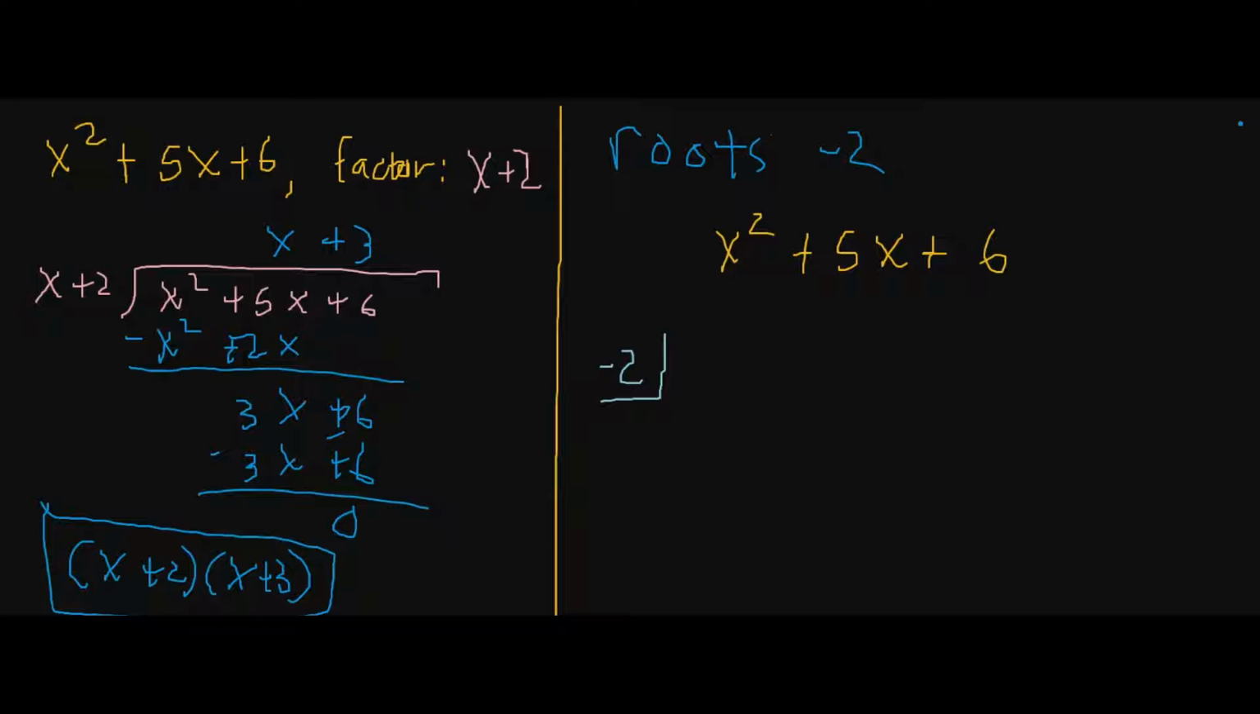Now, what's the number in front of x squared? Well, it's just 1, right? So we're going to put 1 here. What's the number in front of x? Well, it's 5, so we just bring the numbers down. What's the number out here? 6, so we just bring the numbers down, 6.